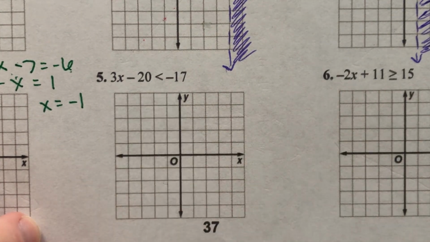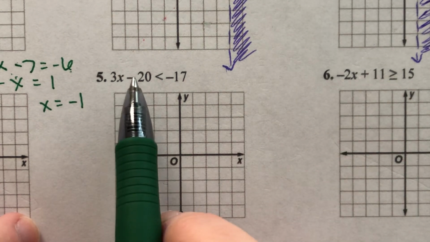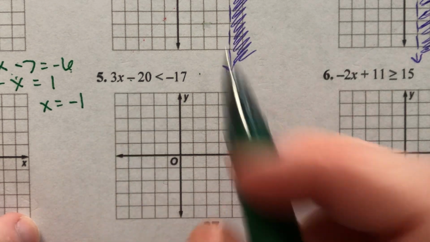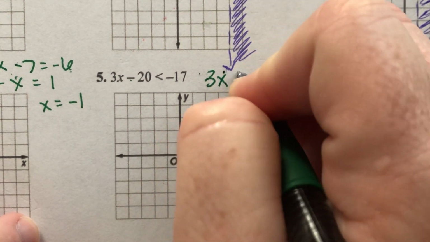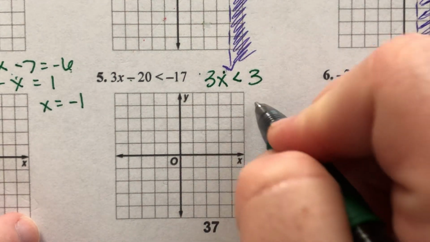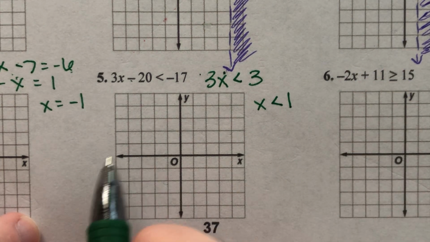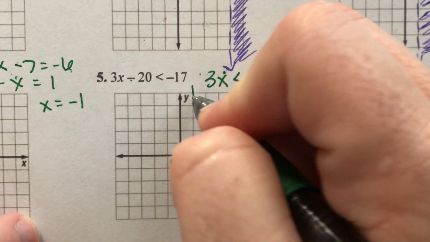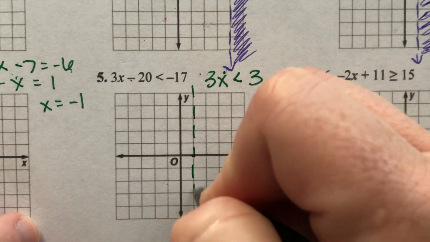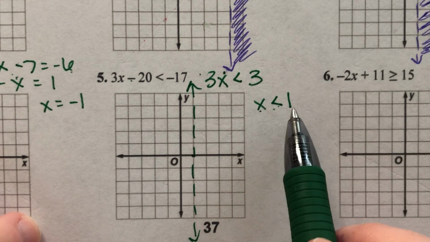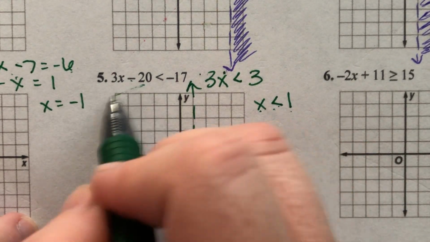Okay, 3x minus 20 is less than negative 17. Add 20 to both sides, that's 3. So 3x is less than 3. Divide both sides by 3. X is less than 1, positive 1. So on my number line, I go to positive 1. It's a dotted line because there's no line under the inequality symbol. And my shaded part is less than 1. So it's everything to the left.